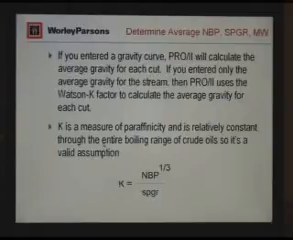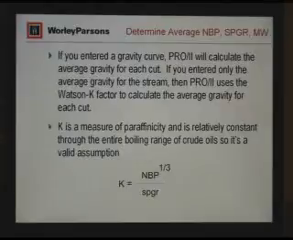Okay, so if you were to enter a gravity curve, like an API or a specific gravity versus volume percent, Pro 2 will calculate the average gravity for each cut. And if you just enter the average gravity for the entire stream, it'll use the Watson K, this equation here. Remember, there's a cube root over the specific gravity. Because K is relatively constant over the whole range of your crude oil, it's a pretty good assumption. So it'll hold this number constant, and then you have the specific gravity.